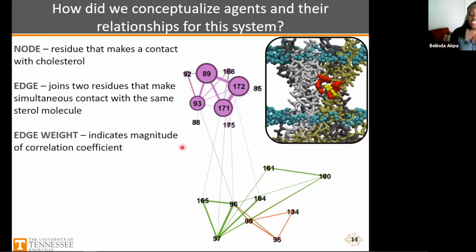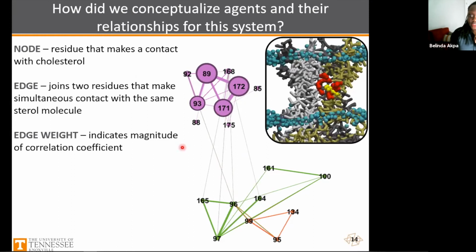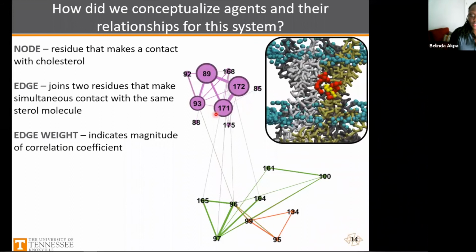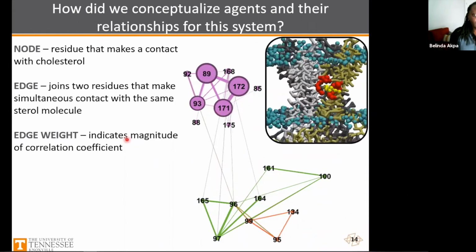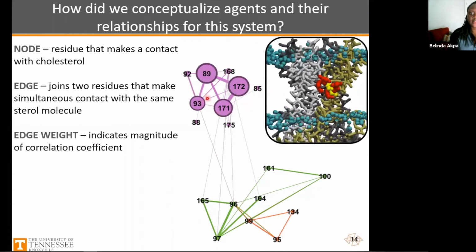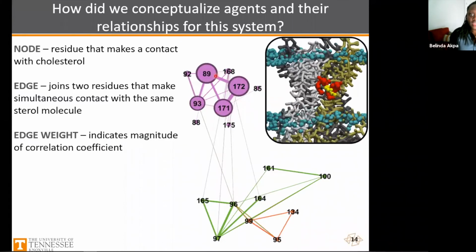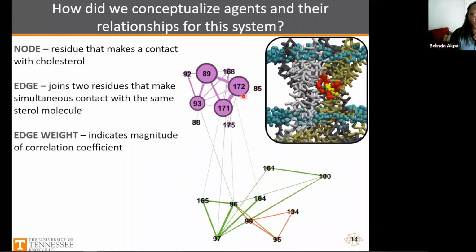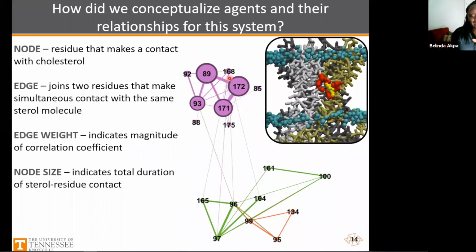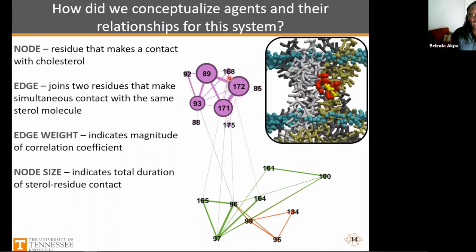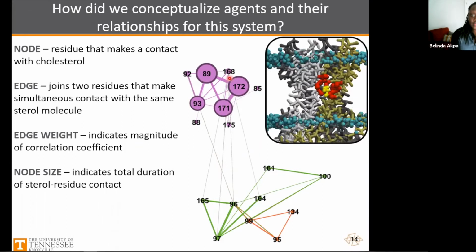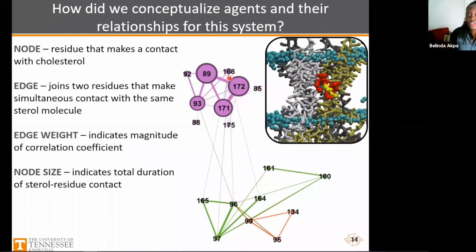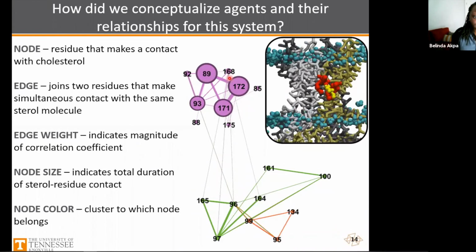That means that you won't see any nodes in this network if they never contact the protein. And you won't see an edge if two residues aren't concurrently in contact with the protein. The edge weight represents that similarity metric. So a heavy edge means that these two residues were frequently in concurrent contact with the sterol. The node size we use to represent how long that particular residue was in contact with the sterol molecule over the complete duration of the simulation.